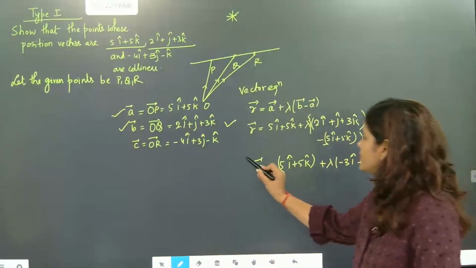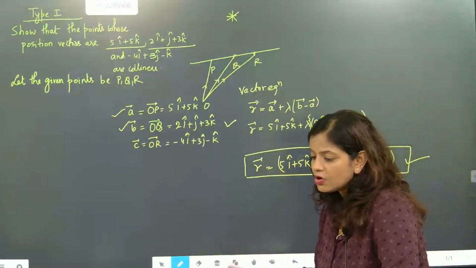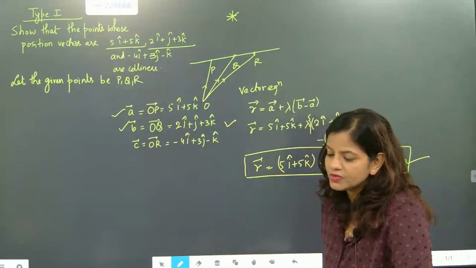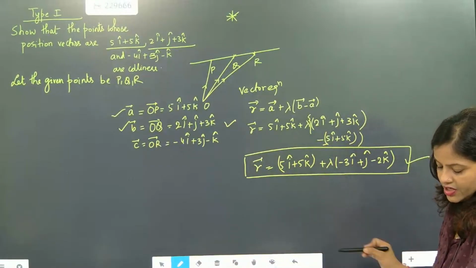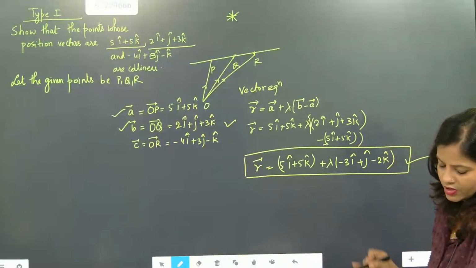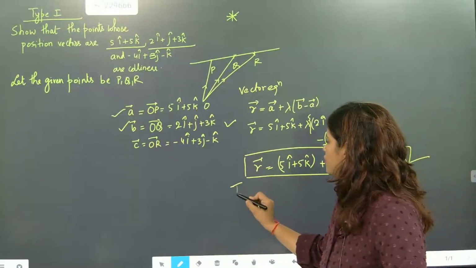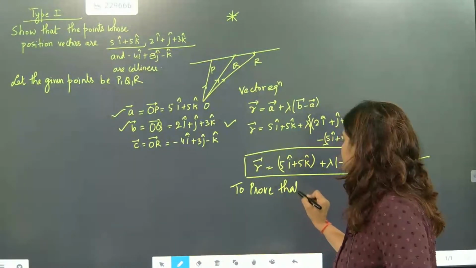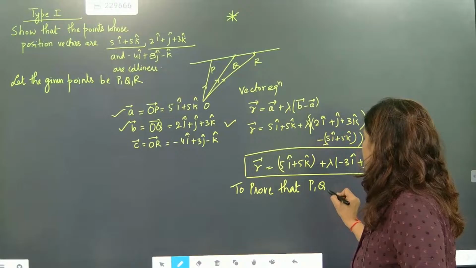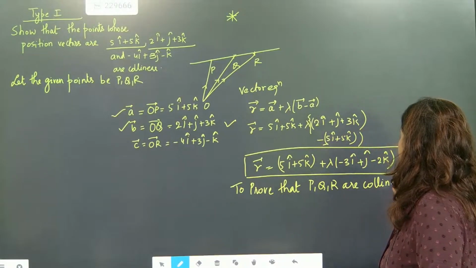So this is the vector representation by taking 2 points. Now, beta, we need not prove this here. Okay, beta, thank you so much, children. So now we need not prove that it is like this vector. We need to show that they are collinear. So what we are going to do to prove that P, Q, R are collinear.